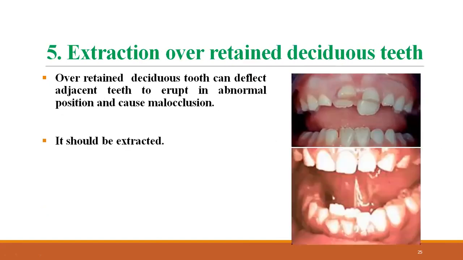So, extraction of over-retained deciduous teeth. The over-retained deciduous teeth can deflect adjacent teeth to erupt in abnormal positions and cause malocclusion. Here the upper deciduous central incisors are retained. So it causes lingual eruption of the upper maxillary central incisors. So it should be extracted.